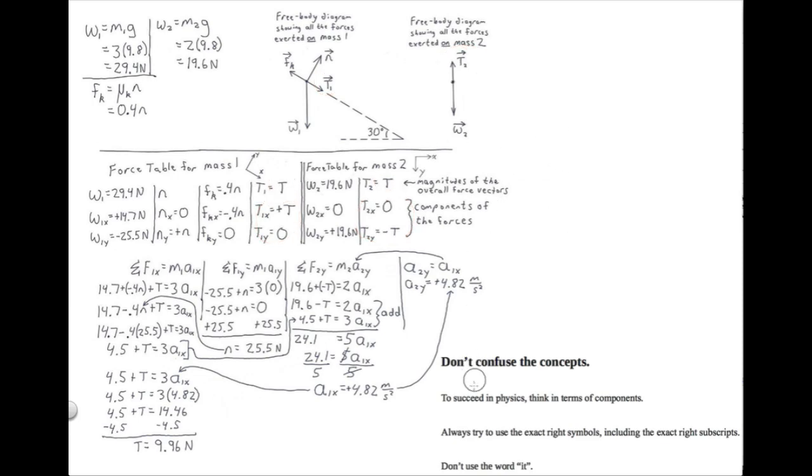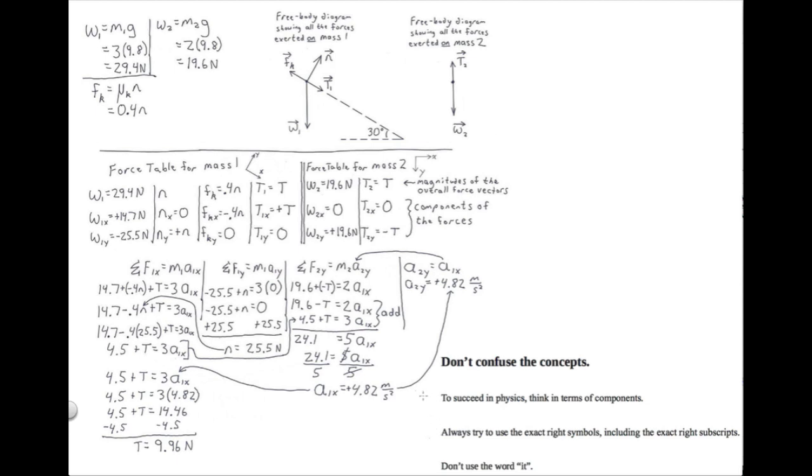How do you make sure that you're not mixing up the concepts? Well, one important technique is always try to use the exact right symbols, including the exact right subscripts. We use the 1 and 2 subscripts to avoid confusing weight 1 and weight 2. And again, we use the 1 and 2 subscripts to avoid confusing tension 1 and tension 2. And 1 and 2 subscripts to avoid confusing A sub 1y and A sub 2y.